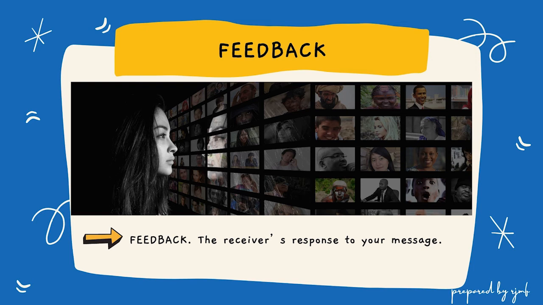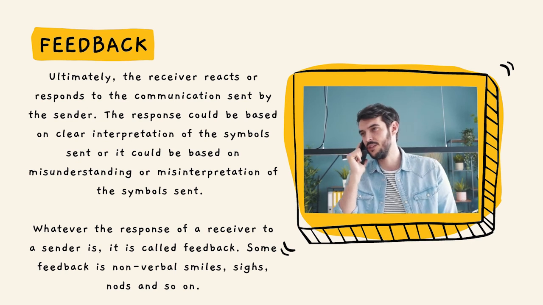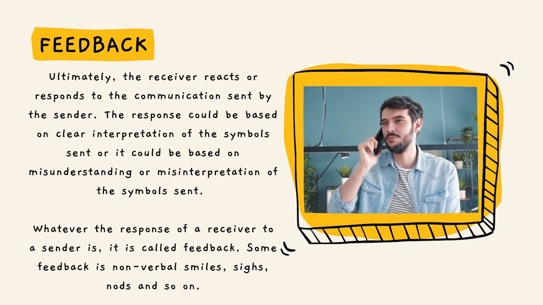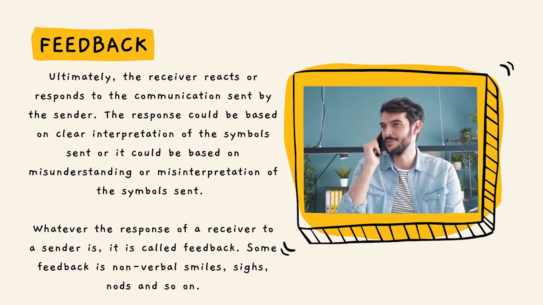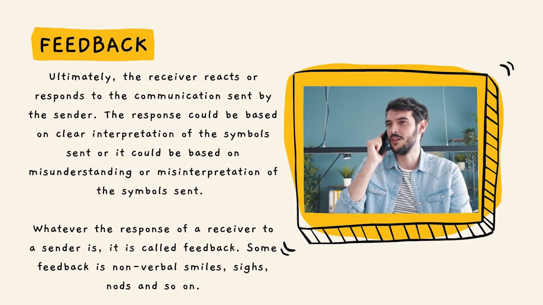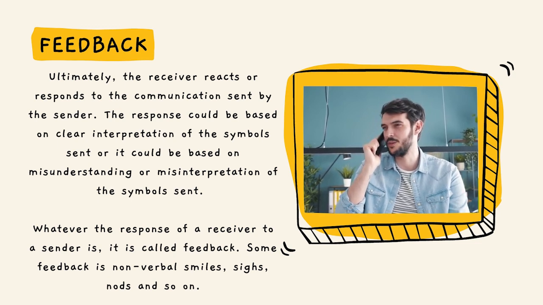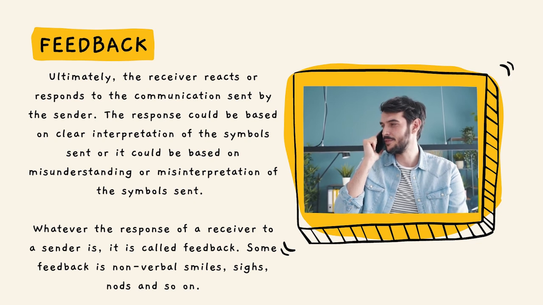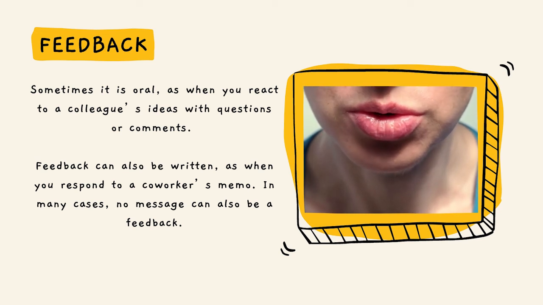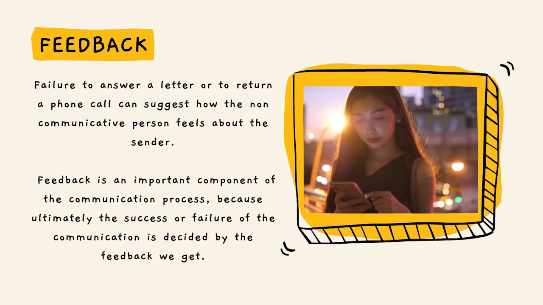Ultimately, the receiver reacts or responds to the communication sent by the sender. The response could be based on clear interpretation of the symbols sent, or it could be based on misunderstanding or misinterpretation of the symbols sent. Whatever the response of a receiver to a sender is, it is called feedback. Some feedback is nonverbal: smiles, sighs, nods, and so on. Sometimes it is oral, as when you react to a colleague's ideas with questions or comments. Feedback can also be written, as when you respond to a coworker's memo. In many cases, no message can also be a feedback. Failure to answer a letter or to return a phone call can suggest how the non-communicative person feels about the sender.